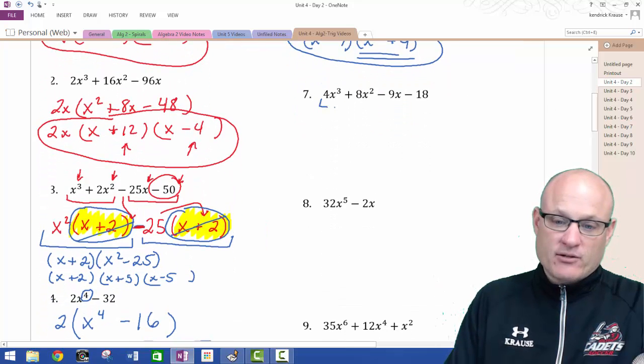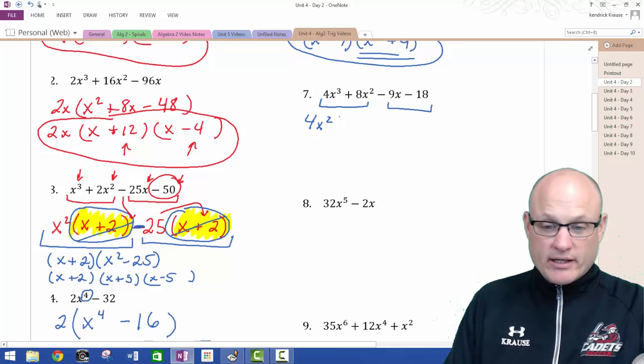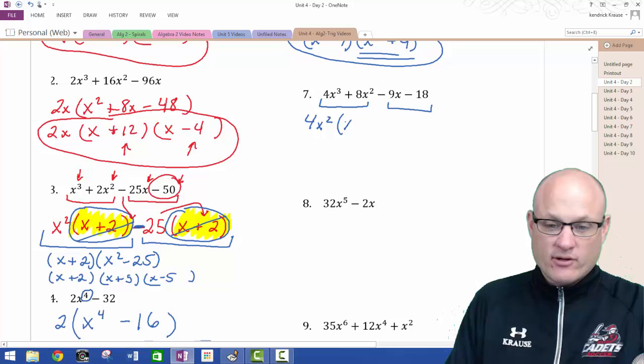All right, maybe this one's not so easy. Let's look at these two. Take out a 4x squared. This one's going to get a little funky. Funky Cold Medina. Man, I gotta check that song out. I haven't heard that song in a long time. Yes, I know, I'm lame.